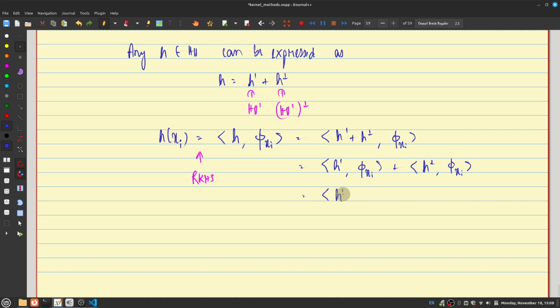Keep this as it is. What is the second term? It's 0 because h perp lies in the orthogonal complement of h prime and phi xi lies in h prime. But what is the first term equal to? It's just h prime of xi, right?